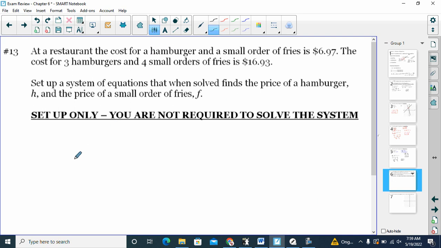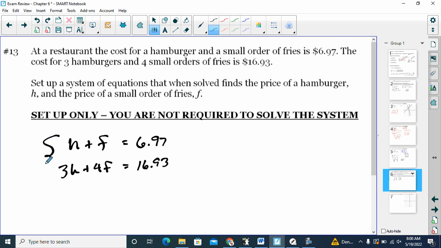So the first thing we know is if I buy 1 hamburger and 1 order of fries, it costs $6.97. Notice it tells us to call hamburger H and order of fries F. Also, if we buy 3 hamburgers and 4 orders of fries, it costs $16.93. That is our system of equations. We are not required to solve it. We just need to set it up.